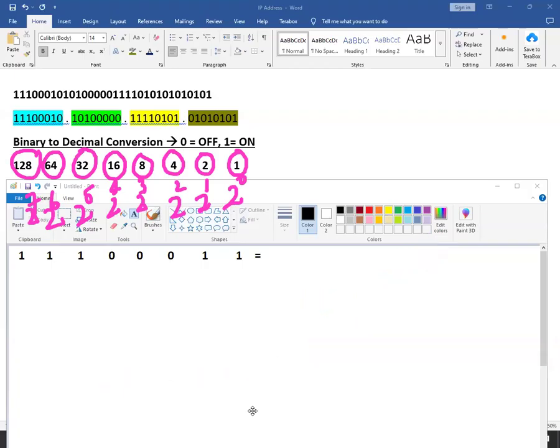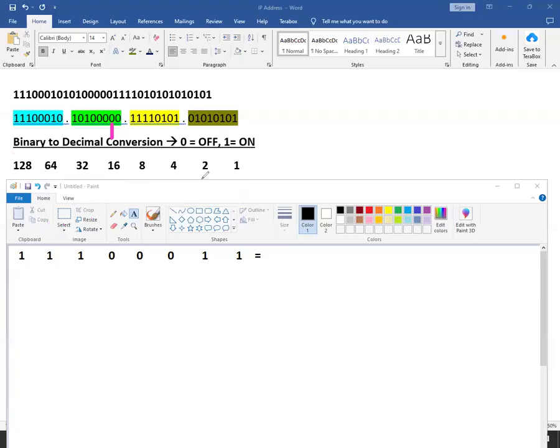Got it, dear friends? Every bit has a bit value. The first bit value is 1, second bit value is 2, then 4, then 8, then 16, then 32, then 64, and 128. This is not only in the first octet, the second octet is also the same. See here, if you go with the second octet, what is the bit value of this particular bit in the second octet? It is 2.